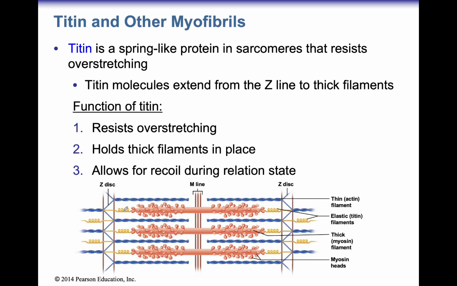Titin is a spring-like protein that connects the end of myosin to the Z lines. And it has three main functions that I'd like you to know. It prevents the muscle from overstretching. It, of course, holds that thick myosin filament in place. And it allows for the muscle to recoil back to its original state after stretching. So titin's very, very important in terms of the elasticity of skeletal muscle.